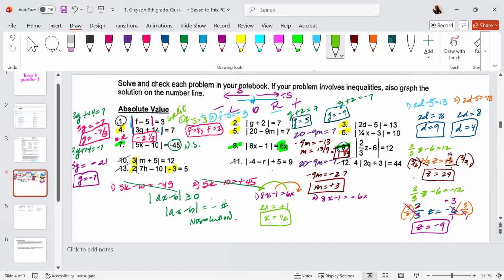Over here, move the 6x over. 8x plus 6x is 14x. Yes? Move the negative 1 over to the right. It's a positive 1, right? X equals 1 over 14. And that's your answer. Do you see that? Okay, I'm going to pause it. I'm going to have you go ahead and catch up, okay?